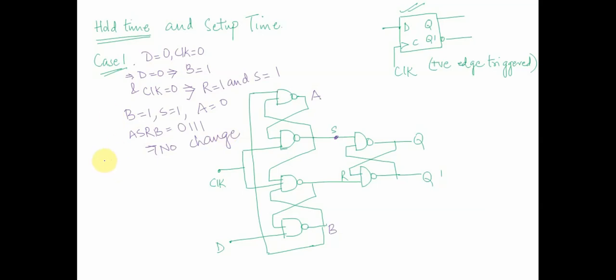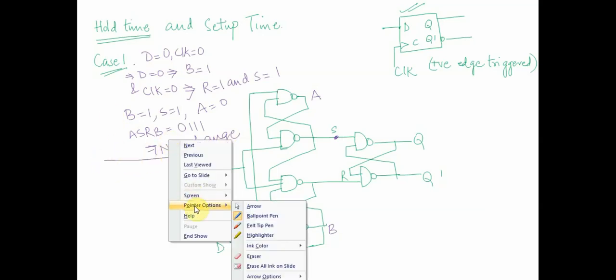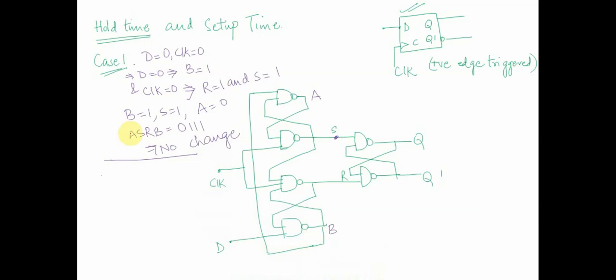Now in case 1, at this point let's change the clock to 1. Our initial state was 0, 1, 1, 1. So D equal to 0 was implying B is equal to 1, and B equal to 1 with S equal to 1 was implying A is equal to 0.